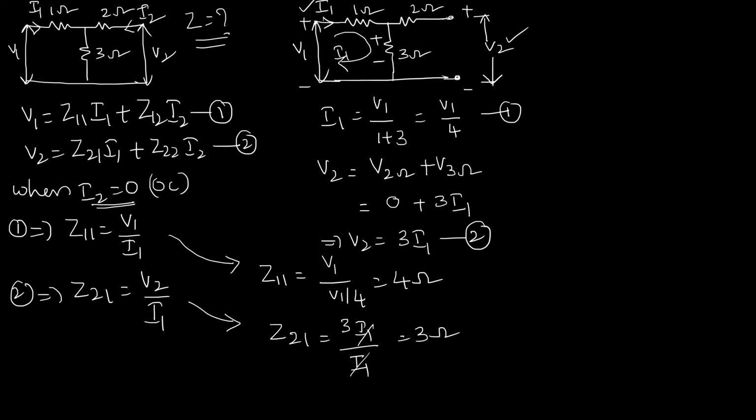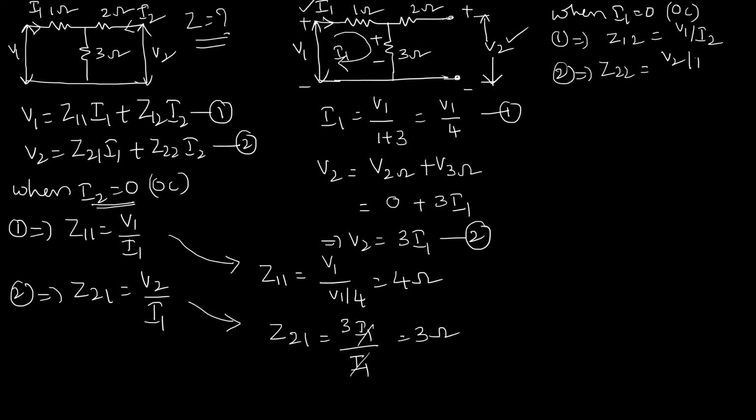Now go for the second case. The second case is when I1 equal to 0. Again, what condition can be observed? Open circuit. So from the first equation, what parameter can be obtained? Z12. Z12 equal to V1 by I2. Now from the second equation, what parameter can be observed? Z22. That is V2 by I2.